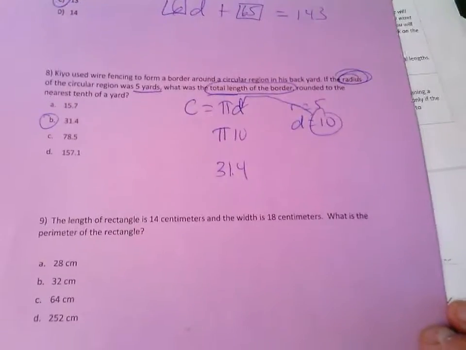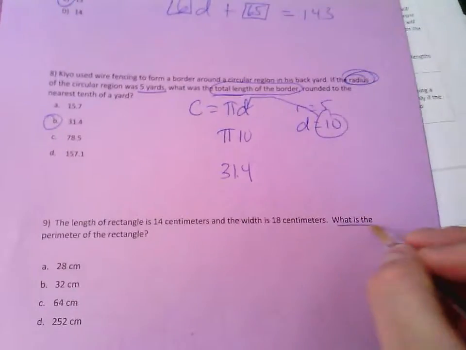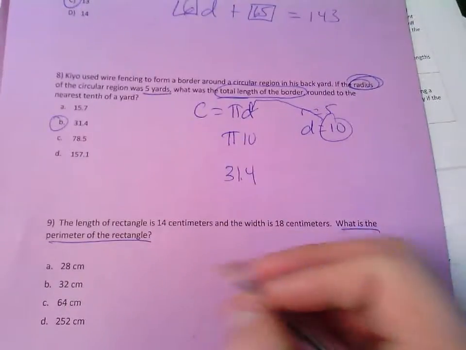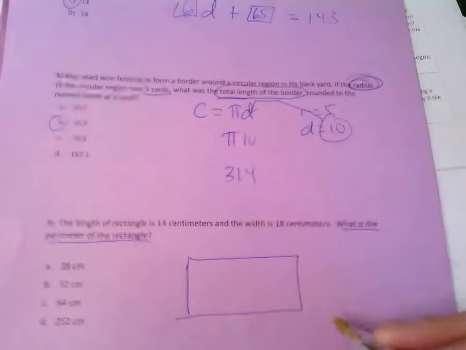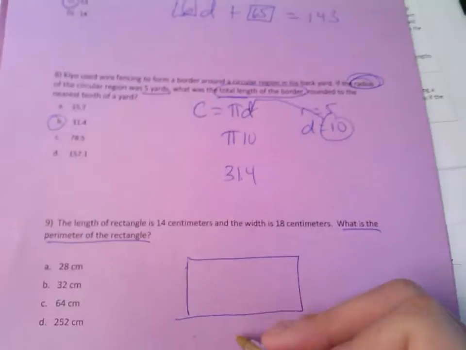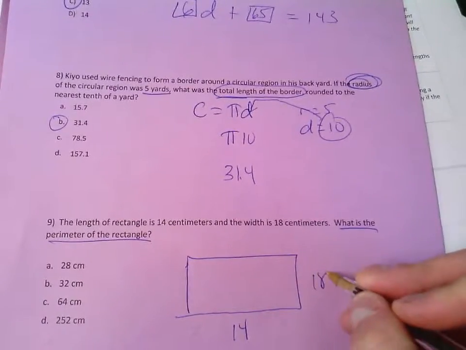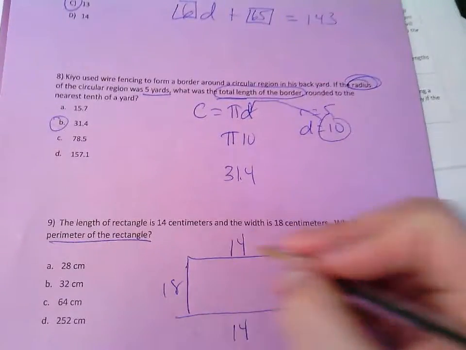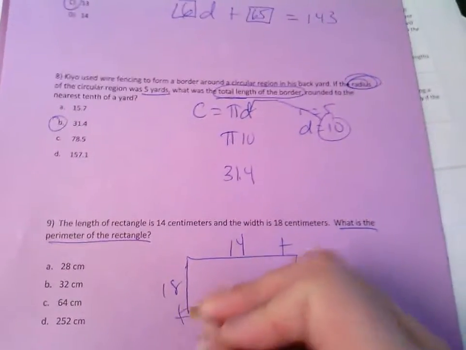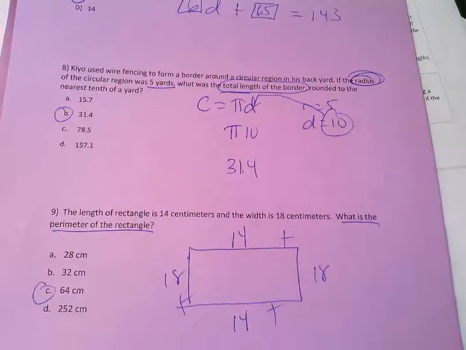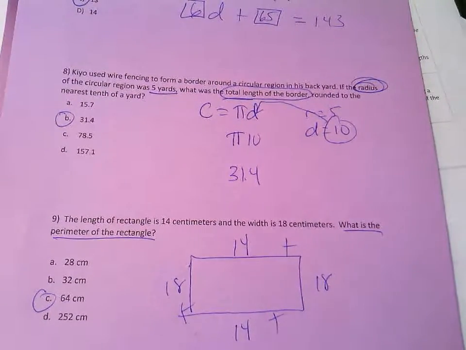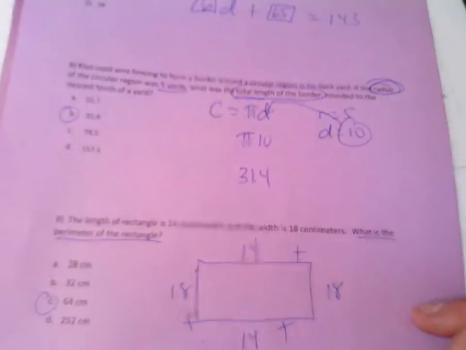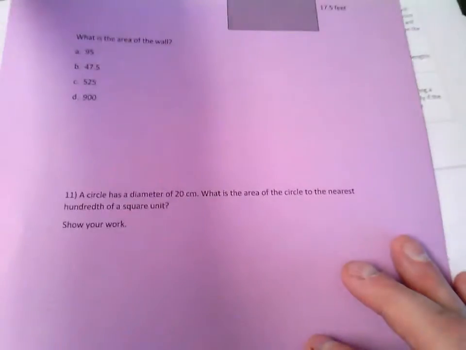All right, number 9. What is the perimeter of the rectangle? I really like drawing pictures here. Okay, the length is 14. The width is 18. Label 14 here, label 18 there. Add them all up, and you should get 64. Also as you're working, pause if I'm going too fast. I don't want this video to be 10 minutes long.